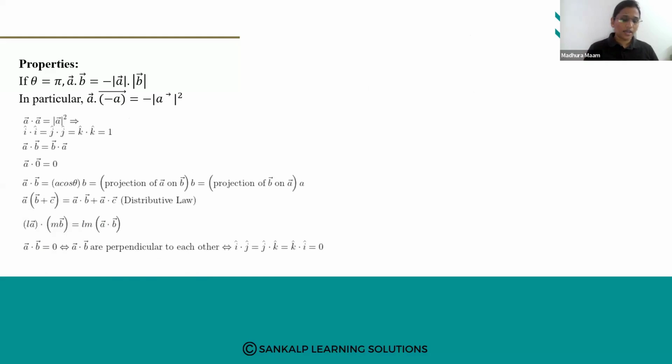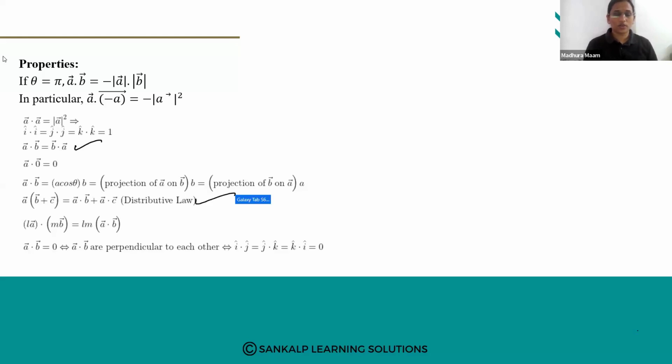Next, A dot B is equal to B dot A. Scalar product is commutative. Remember, scalar product is commutative, because it will be a scalar. So A dot B is always equal to B dot A. Next, A dot 0 vector. If you multiply a vector with the 0 vector, it will give you 0 as a scalar. That is very obvious. Okay, next, certain properties.